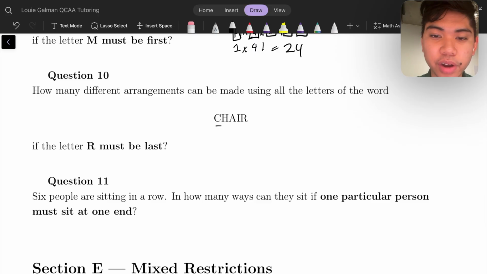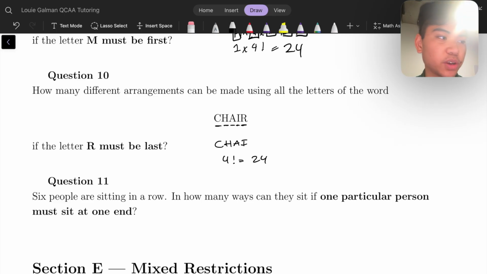Same thing here. We have CHAIR, so 5 different letters, but R must be last. So we're technically only arranging CHAI, which is 4 letters, so 4 boxes, 4 factorial, and that's also 24.